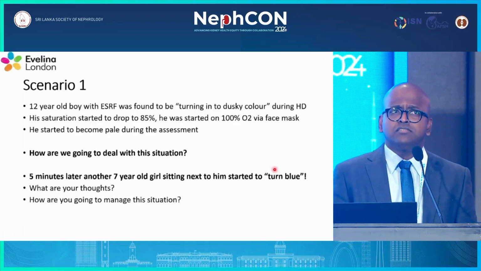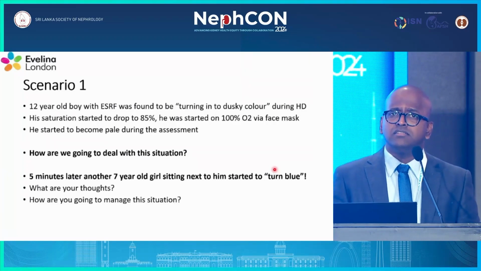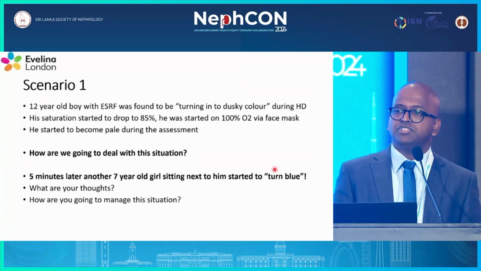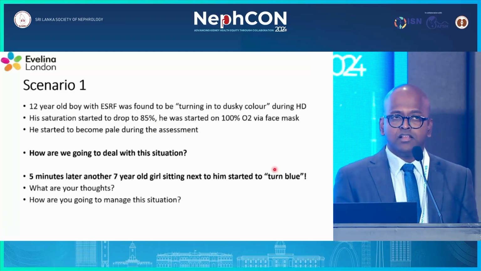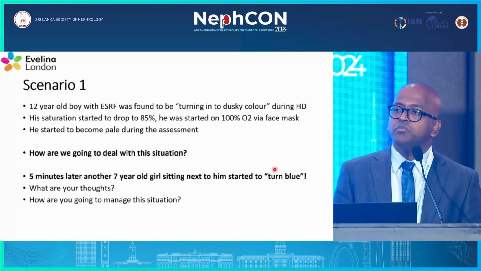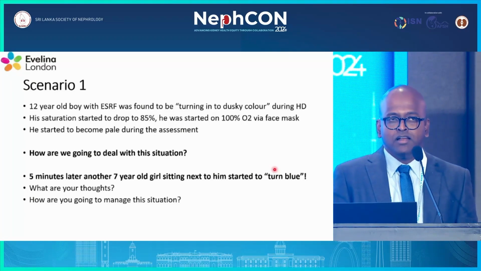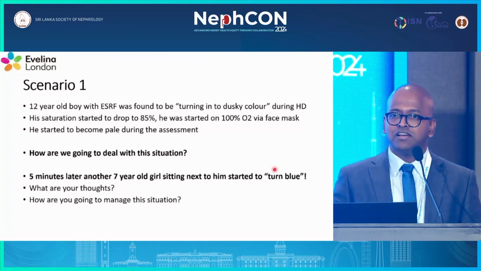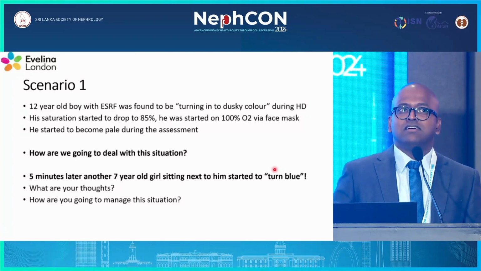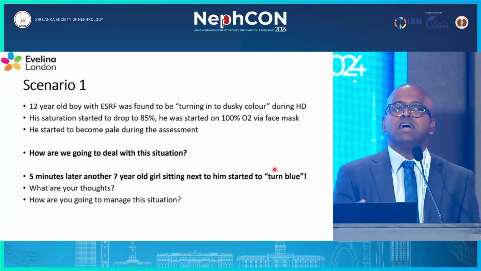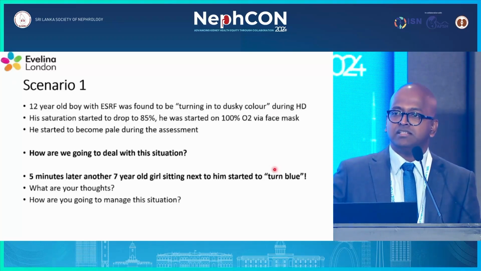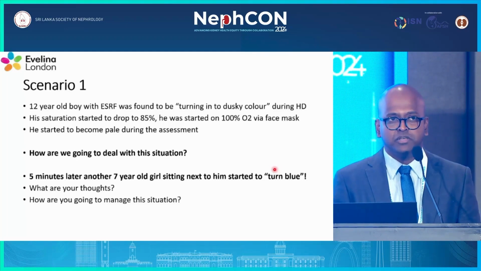And interestingly, when we did the blood gas, we saw the methemoglobin level of this child's blood gas was 21%, which is very high. So we knew we were dealing with methemoglobinemia. One of the registrars involved called the consultants, and all the professionals rushed to the scene. Five minutes later, another 7-year-old girl sitting next to him started to turn blue. Now, 5 children were having the hemodialysis session. We had to terminate everybody, an emergency termination of hemodialysis.